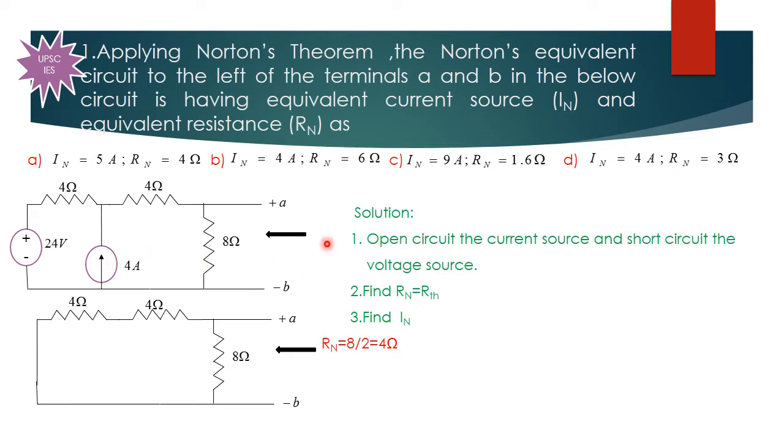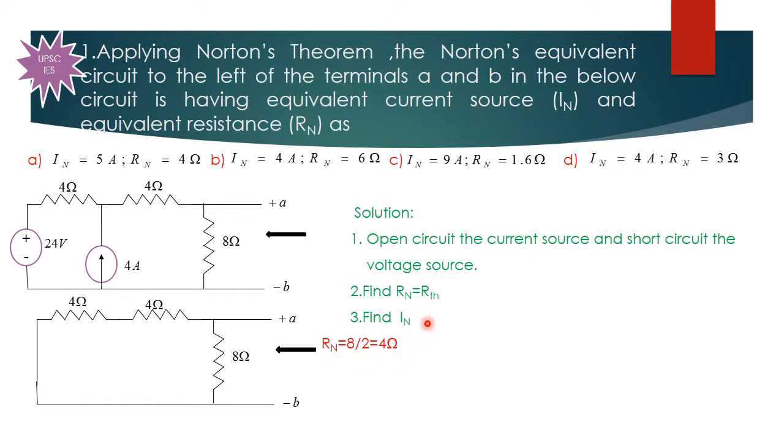So first we have to find the Thevenin resistance, that is Rn. So open circuit the current source and short circuit the voltage source. So you will get the circuit like this. Now we have to calculate the equivalent resistance. Since 4 ohm and 4 ohm are in series, we can add them. Then that result is in parallel with the 8 ohm. So Rn is equal to 8 divided by 2, because both the resistance values are the same, so for parallel we can write R by 2. So 8 by 2, that is equal to 4 ohm.